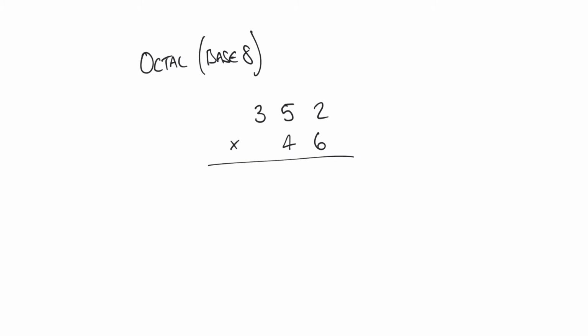So here's an example of 2 octal numbers that we're going to multiply together. Let's suppose that we have the number 352 and we're going to multiply it by the number 46. And these are octal numbers. So notice I'm not calling them 352 or 46 because that's not really the same thing. That's a decimal number, whereas these are octal numbers.